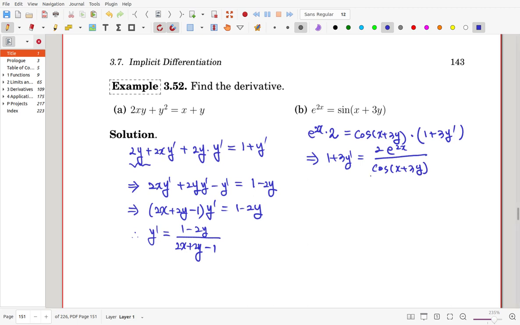Okay. Now we move the 1 to the other side and divide by 3, so we can finally get y prime equals 1/3 of 2 e to the 2x divided by cosine of x plus 3y, minus 1. Okay, that's the final answer.